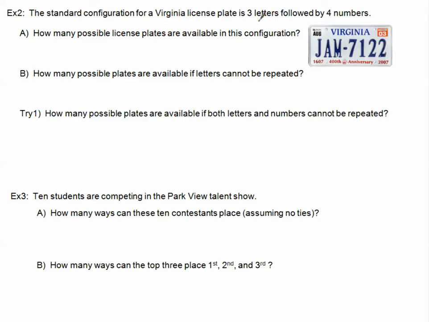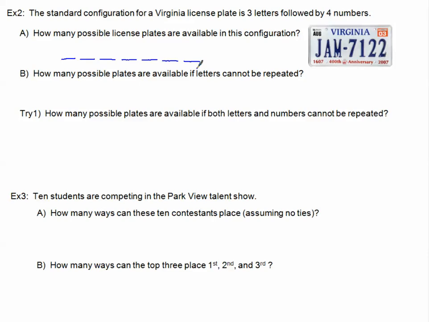Okay, so again, 3 letters followed by 4 numbers. How many events is that? There are actually 7 events. There's picking the first letter, picking the second letter, and picking the third letter, and then 4 more events: picking the first number, picking the second number, picking the third number, and picking the fourth number. I just like to put a little blank for each of my events.